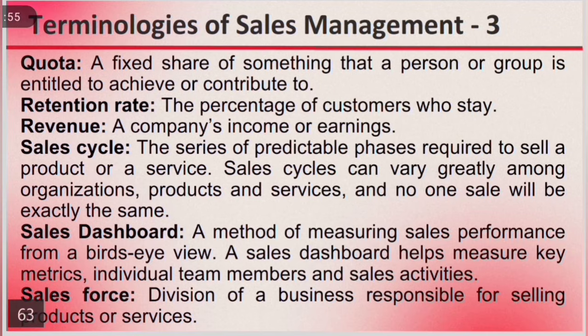Terminologies of sales management. Quota: a fixed share of something that a person or group is entitled to achieve or contribute to. Retention rate: the percentage of customers who stay. Revenue: a company's income or earnings. Sales cycle: the series of predictable phases required to sell a product or a service. Sales cycle can vary greatly among organizations, products, and services, and no one sale will be exactly the same.